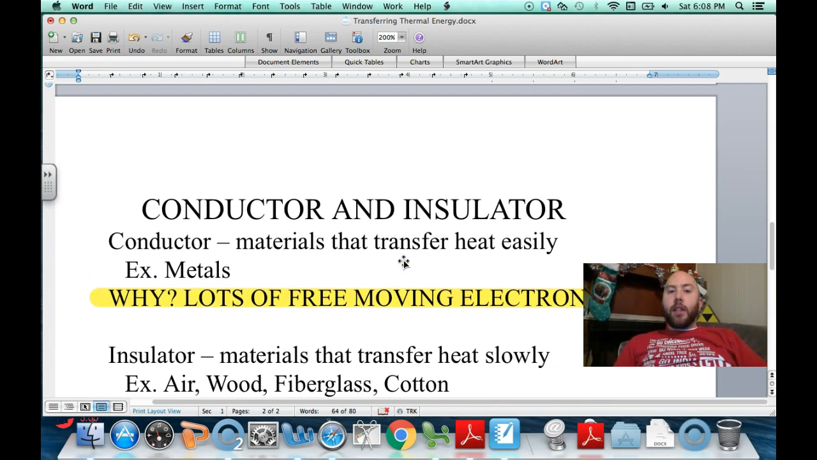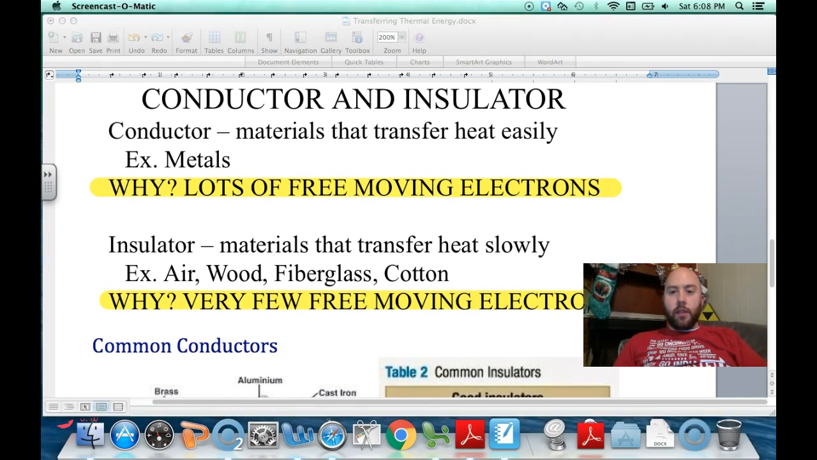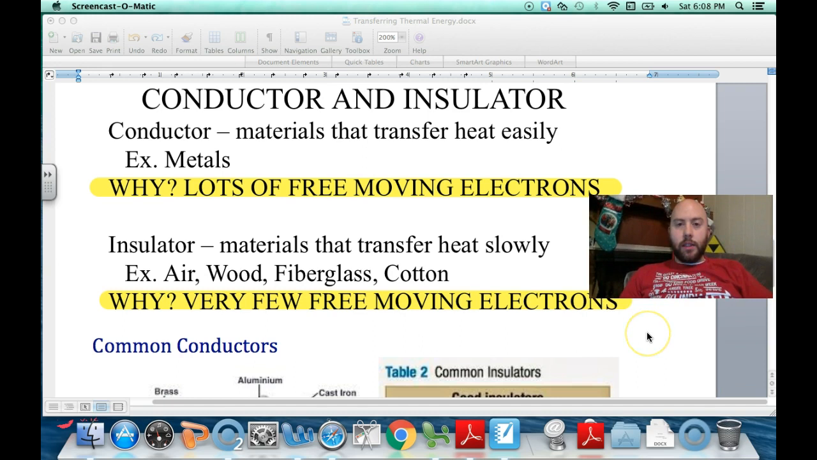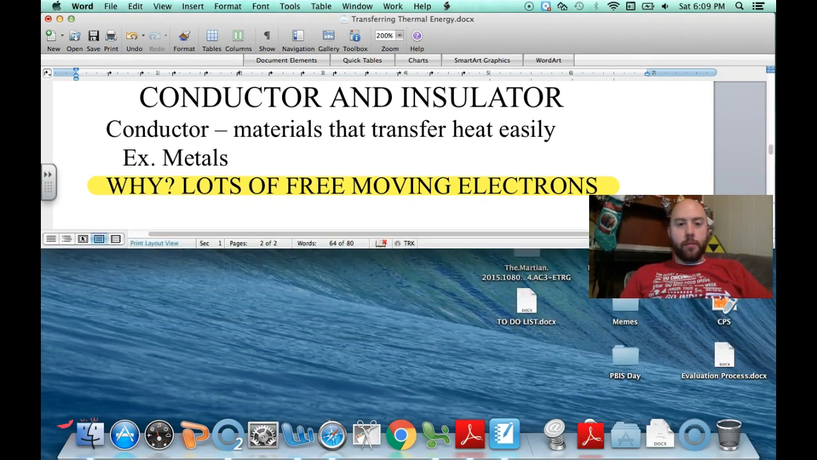So I just mentioned conductors and insulators. So what are conductors and insulators? Let's see if I can move this kind of out of the way. Not really, but that's okay. Let's do one at a time then.